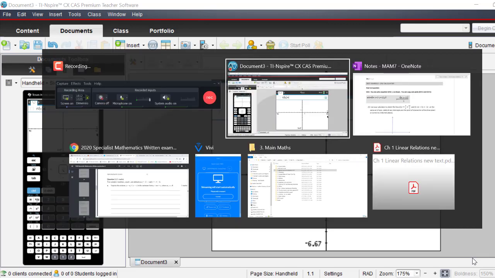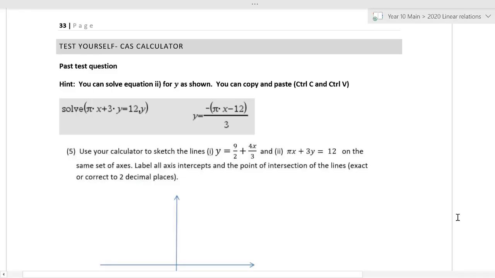So if I go down to here, it's actually got the instructions here, and I'll explain this as we go, but it says use your calculator to sketch these lines. Is this in gradient intercept form? Is that in y equals mx plus c form? It actually is. What's m? What's the gradient for the thing I've just circled? 4/3. Yeah? What's c? There you go. Notice it's just the other way around.